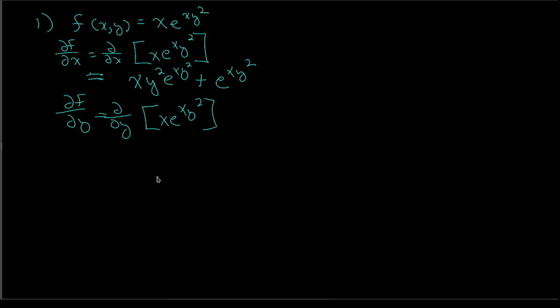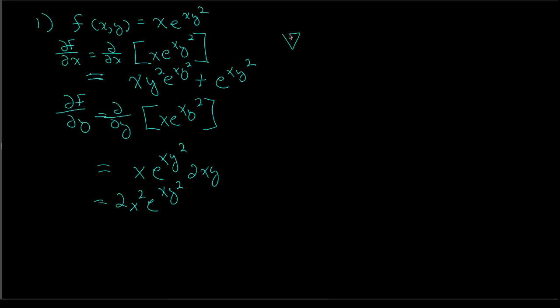So we get the partial with respect to y. Here's a constant, so e to the xy squared comes back down. There's our constant in front. And then times the derivative of what's here, so that's 2xy. We clean that all up and we get 2x squared y e to the xy squared as our partial with respect to y.